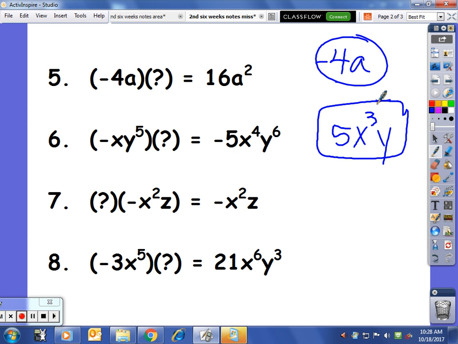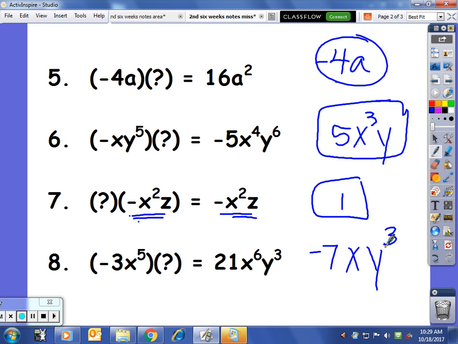Now, look carefully at number 7. I saw weird answers for number 7. It's not 0. It's 1. If you multiply by 0, what would your answer have been? 0. Multiplying by 1 doesn't affect your product at all. Well, if you have the exact same factor that you started with, then the only thing you could multiply by would be a 1. All right, and then the last one, number 8. Negative 7x y to the third. There were no y's in the original factor, but there was y to the third in the answer. That means the missing factor had to have y to the third in it.